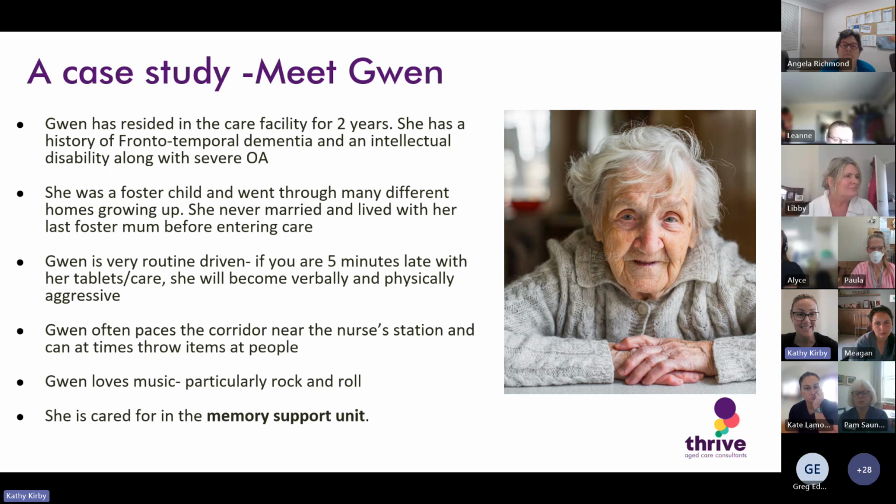Gwen is very routine driven, okay? If you're 5 minutes late with her tablets and her care, she'll become verbally and physically aggressive. She often paces the corridor near the nurse's station, and like I was saying, she can throw items at people as well, including her wheelie frame. She particularly loves rock and roll music, and she's currently living in your memory support unit, okay? Because she's in the memory support unit, she's not able to use the keypad code. She can't remember the code to put in, so she's considered to be environmentally restrained as well, because she needs assistance from staff to be able to leave that unit.